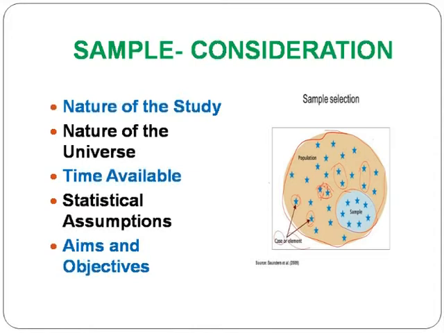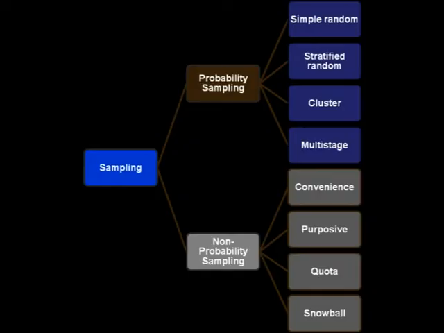How do we select sample from a given universe? There are some of the bases. One is nature of the study. Similarly, nature of the group. We have to take into account the time availability, statistical assumptions, and moreover the objectives of the study. Now let us learn different types of sampling methods. There are two broad categories of sampling: probability sampling and non-probability sampling.